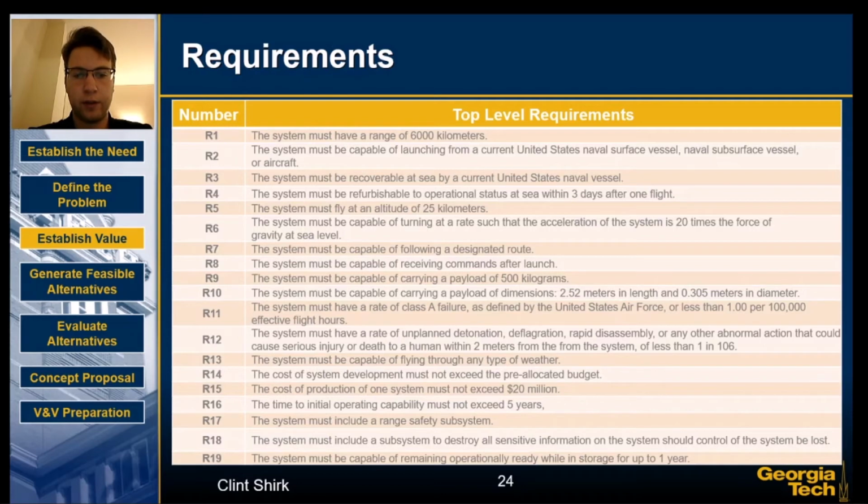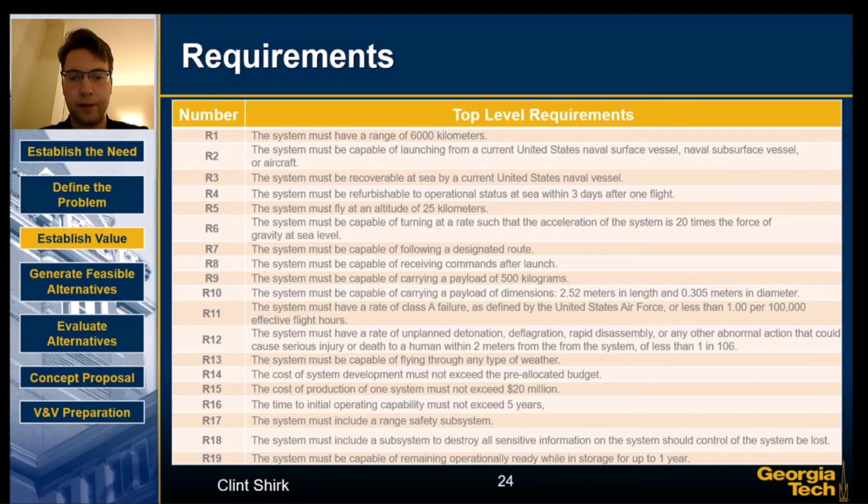Next, we are flying at 25 kilometers of altitude. We have a turning rate of 20 times the force of gravity. This is a big maneuverability advantage. We want to be able to outmaneuver any other vehicles that might be in pursuit of our vehicle.